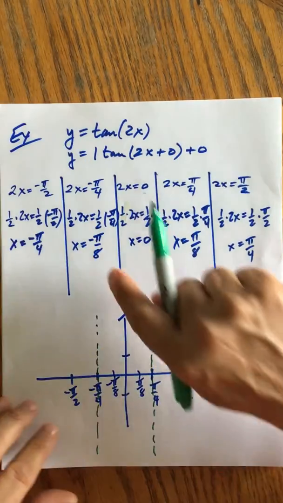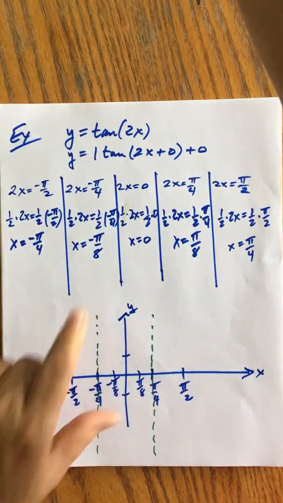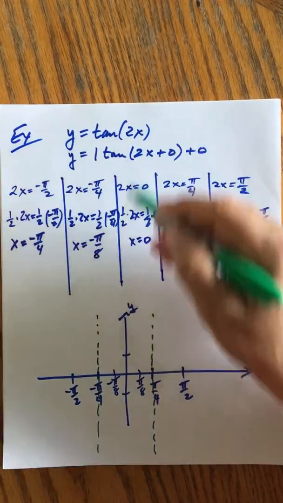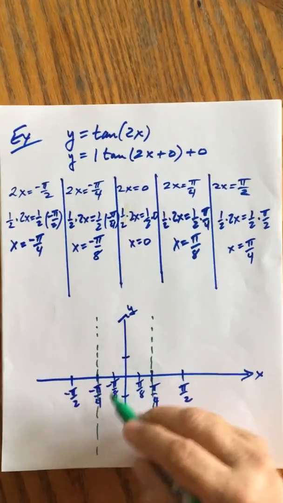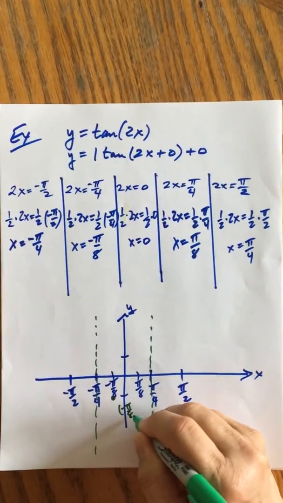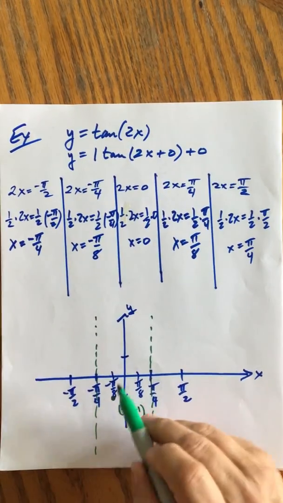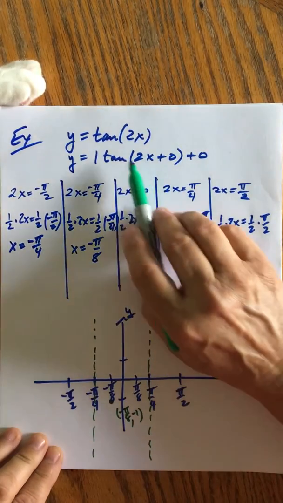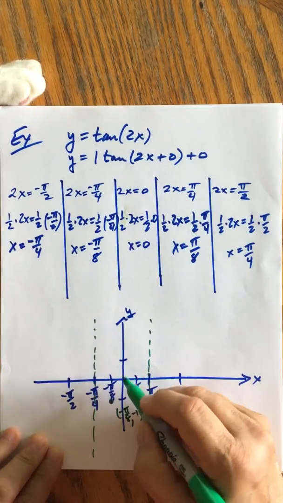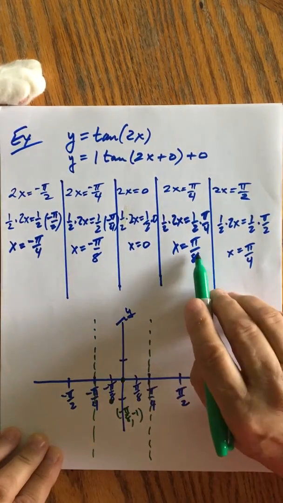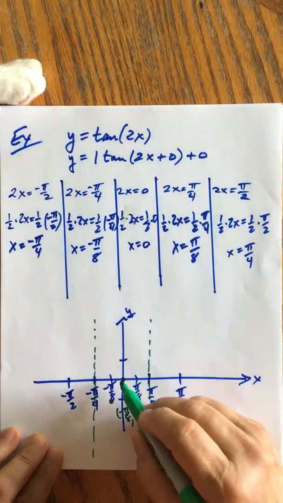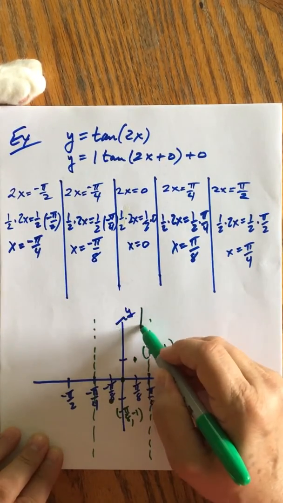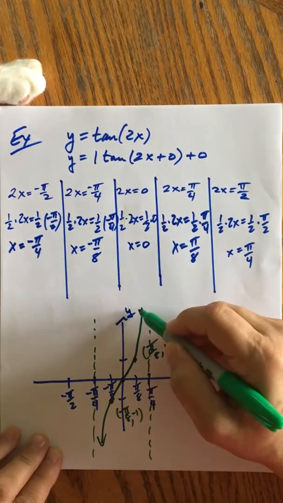All right, so then when I put in negative pi over 8, it's going to act like tangent of negative pi over 4, which I know is negative 1. Tangent of negative pi over 4 is negative 1. So I'm going to have the point negative pi over 8, negative 1 over here. And then when I put in 0, let's make sure you guys can see this. Yes. All right, when I put in 0, I'm going to be taking the tangent of 0, which I know is 0. And then when I put in pi over 8, I'm going to end up taking the tangent of pi over 4, which I know is 1. So I'm going to have this point, pi over 8, and it's going to be 1. And so I'm going to have a very narrow graph.